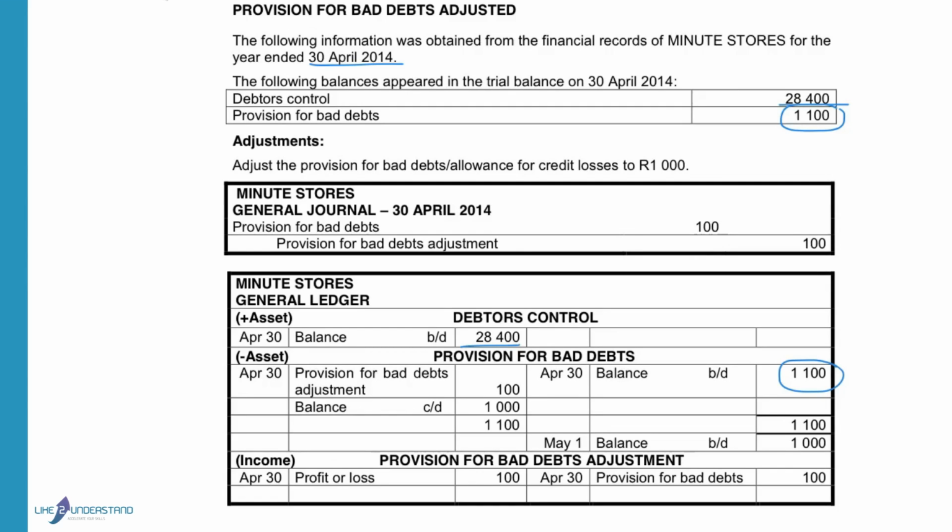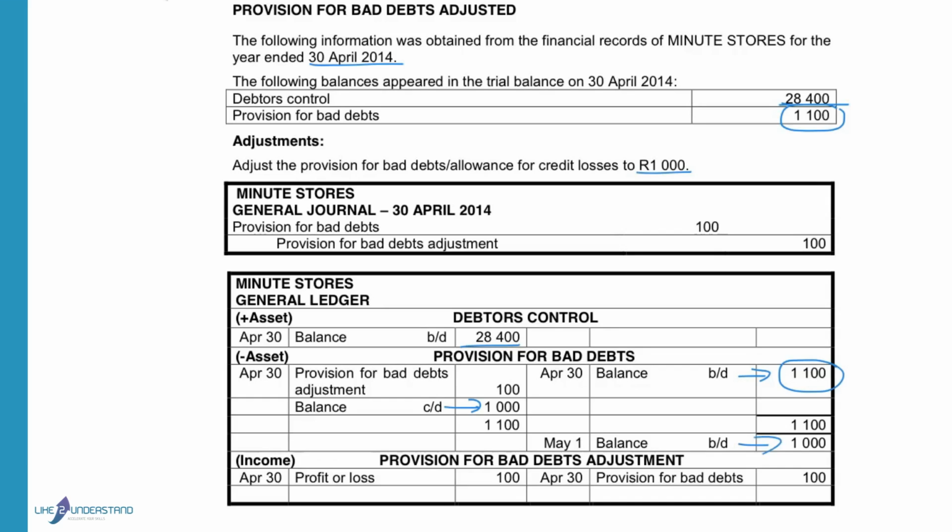So we will look at our debtors at the end of April 2014 and decide how many of this 28,400 is a possibility that we will not get in the future. And then we decide that we must adjust this provision to 1,000 rand. That means I want to change this balance of 1,100 to the new balance that I will carry over to the next financial year of 1,000 rand.